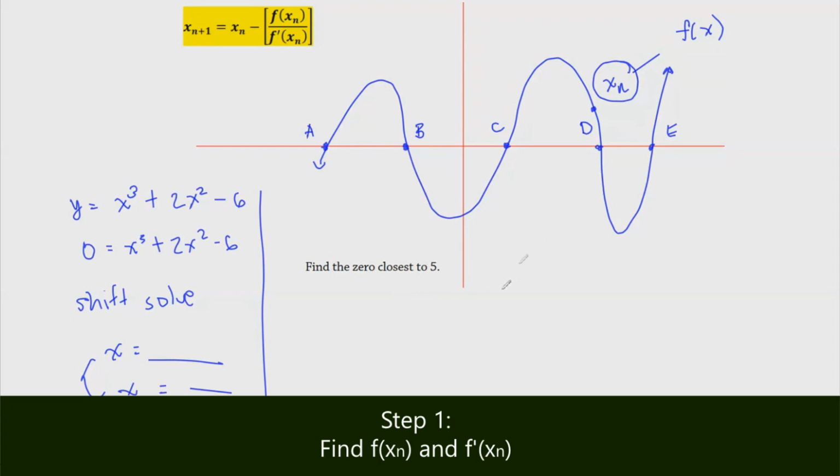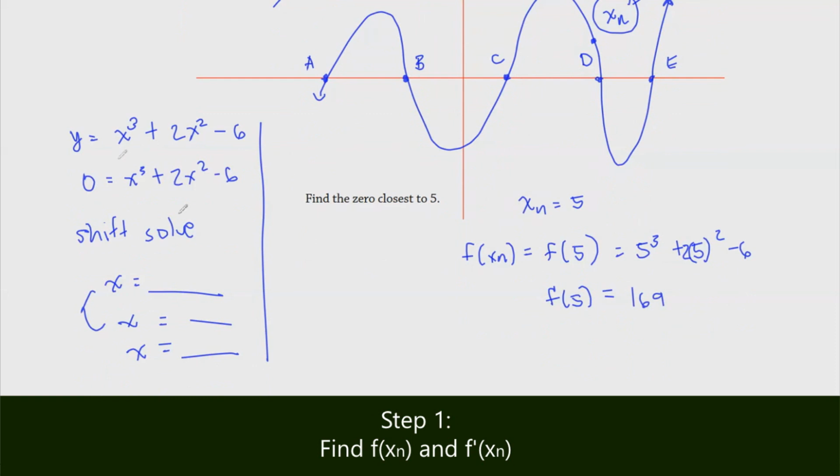Now from this problem, we know that x sub n is equal to 5. For the first one, we need to find f of x sub n. So f of x sub n is simply substituting 5 into our equation. In this case, that's equal to 5 cubed plus 2 times 5 squared minus 6. So f of 5 is equal to 169. And going back to this equation, we can see right from here that we need to find the derivative and then substitute 5 into that derivative.